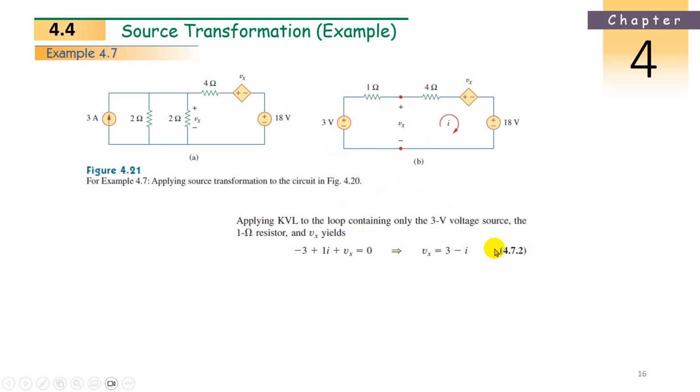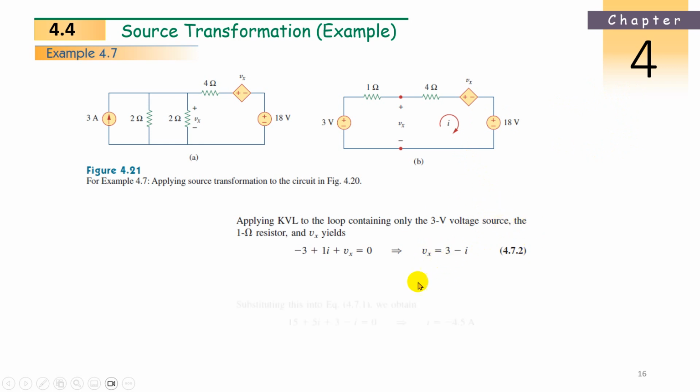Rearrange this one. One method. Or you can write here also. This loop also you can take. We can write in this format. Current is leaving, so minus Vx plus 4I, entering plus Vx plus 18 equal to 0, also we can write. Two loop equations we can write separately. One is enough but 2 options are there. You can use any one. First one is simple. Vx we got it.